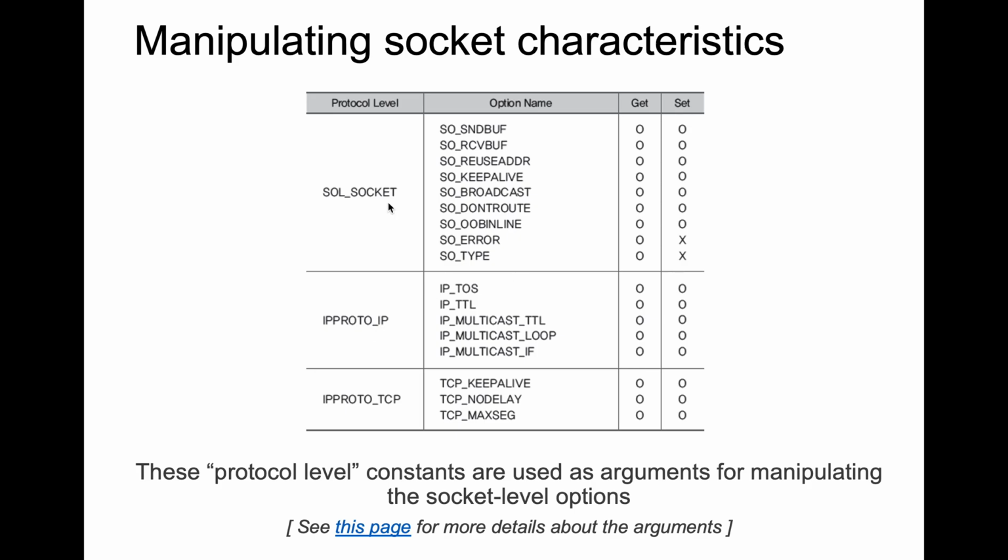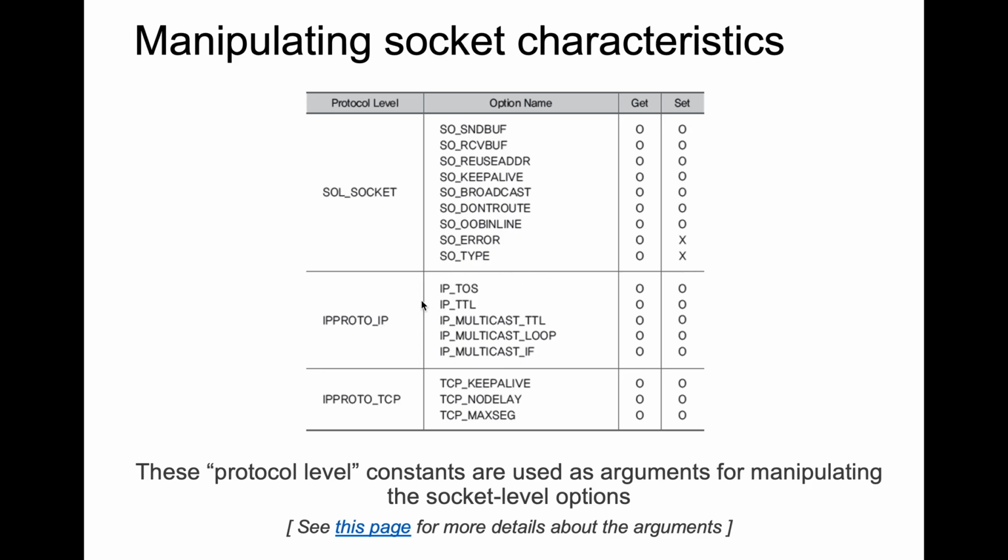And then we have other protocol levels, which are Internet Protocol, IP. And on the IP protocol level, you can modify the properties that are related to the IP layer. So there are, for example, time to live, multicast time to live, loop, and so on. And you can modify them all or retrieve them all. And also the last one is the TCP on the Internet Protocol, TCP. So this is like a grouping.